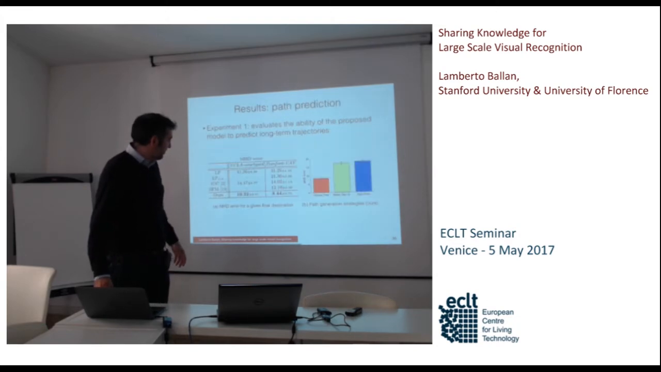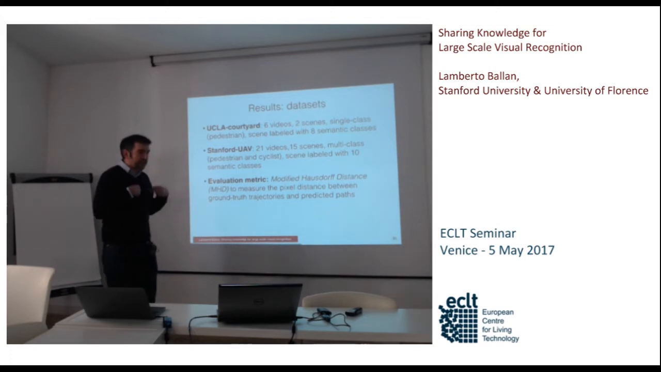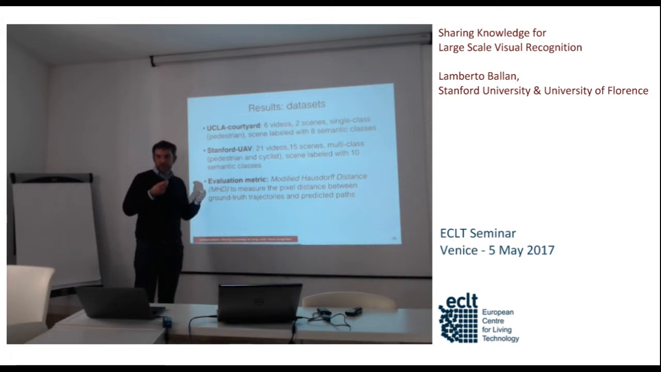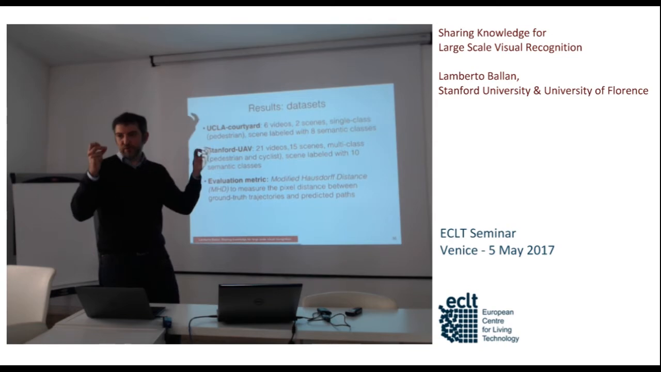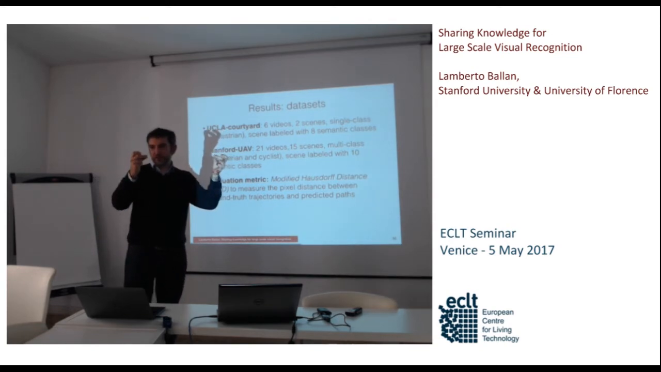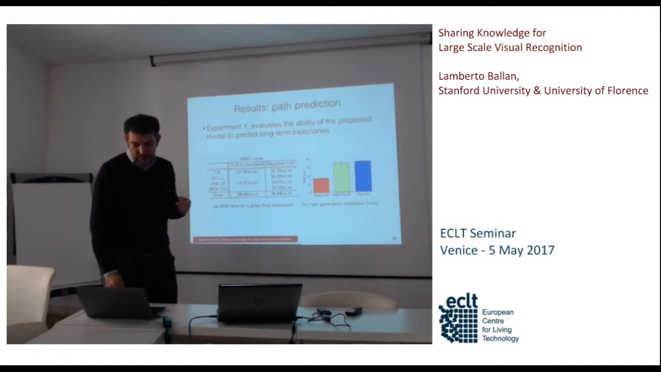What we are doing here is trying to predict a trajectory in the future, and then we look at the real trajectory and compute the difference. The standard metric that is used is the modified Hausdorff distance. This is like the mean square error, but slightly better than the Euclidean distance, for example. You take all the points of the ground truth trajectory and look at the differences. So it's an error metric.